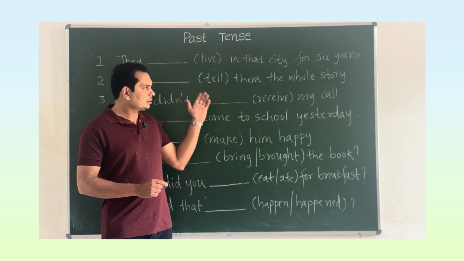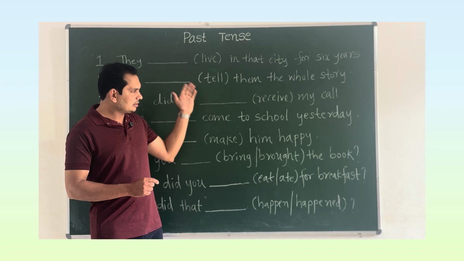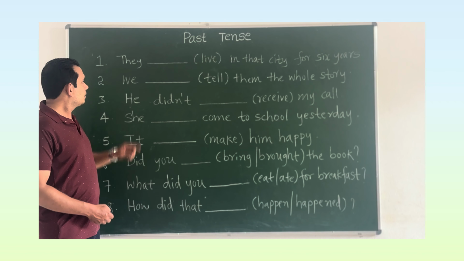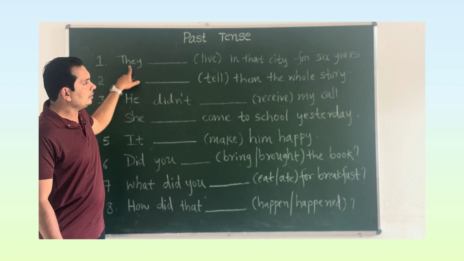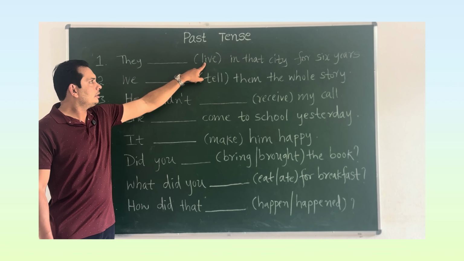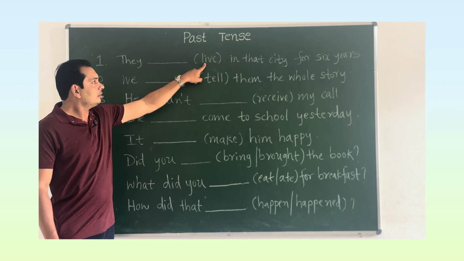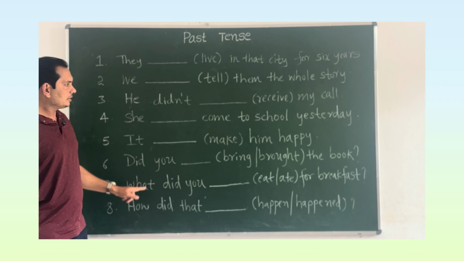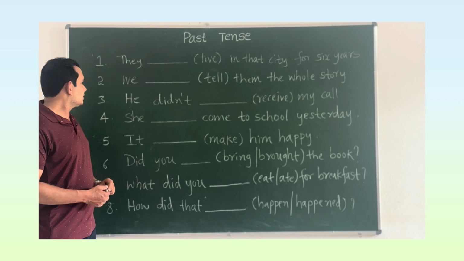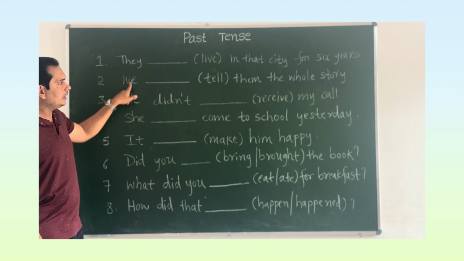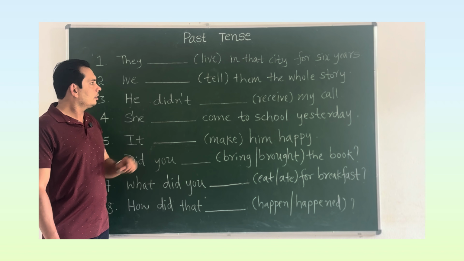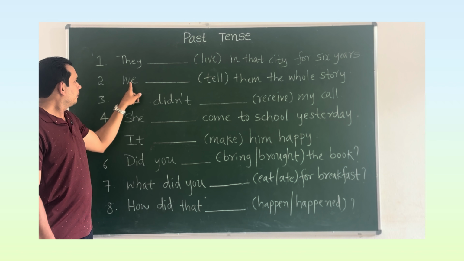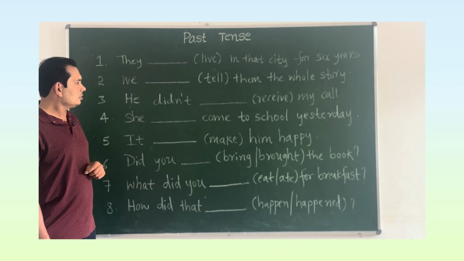Before we wind up, here are some questions for you. It will help you try answering these questions. They will help you understand the topic better. Question number 1. They dash in that city for 6 years. The verb given is live. Write the correct form of the appropriate form of the verb. All these sentences are in the simple past tense. Question number 2. We dash them the whole story. Tell. Its right verb form should be written here.